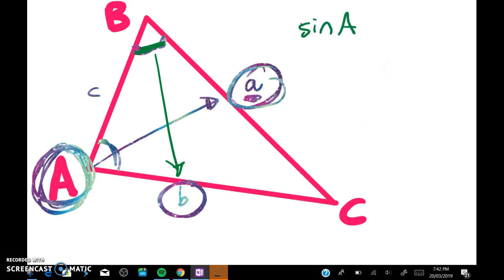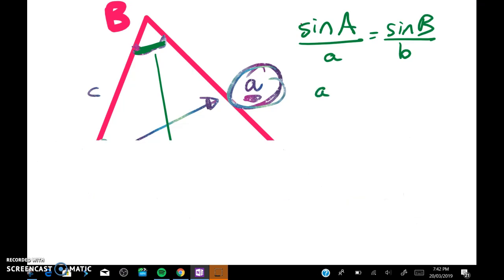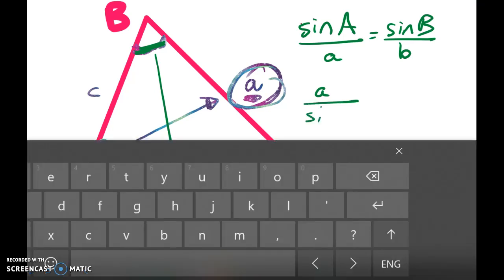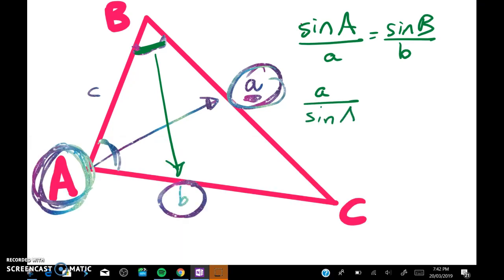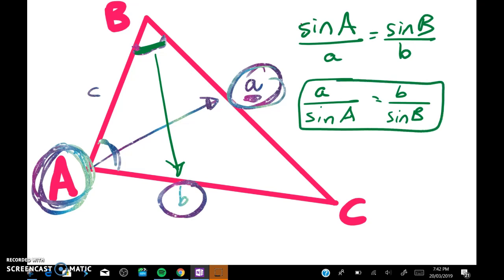We've got sine of A over little a is equal to sine of B over little b. I can write it like that. Now that's the easiest way to write it if you're finding an angle. Then we substitute and do a little bit of manipulation. Or we can write it as a over sine A is equal to b over sine B. And that's usually how we write it when we're wanting to find a length. It doesn't really matter, but it means you have to do a little bit less cross-multiplying. So that's all great, but it works only, again, if I've got this angle and this opposite side length.